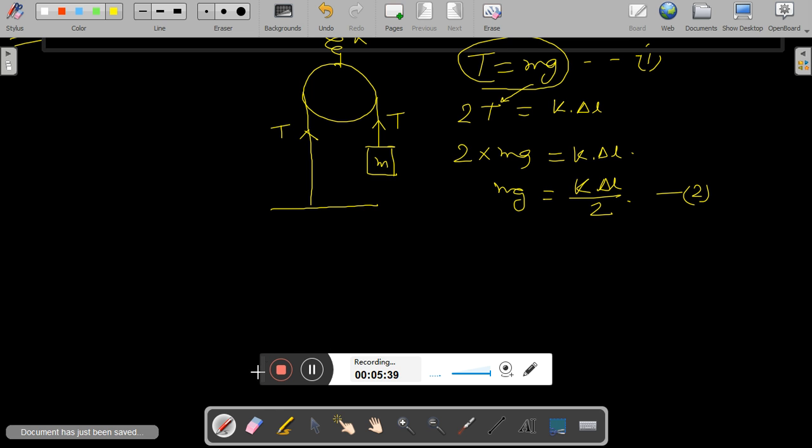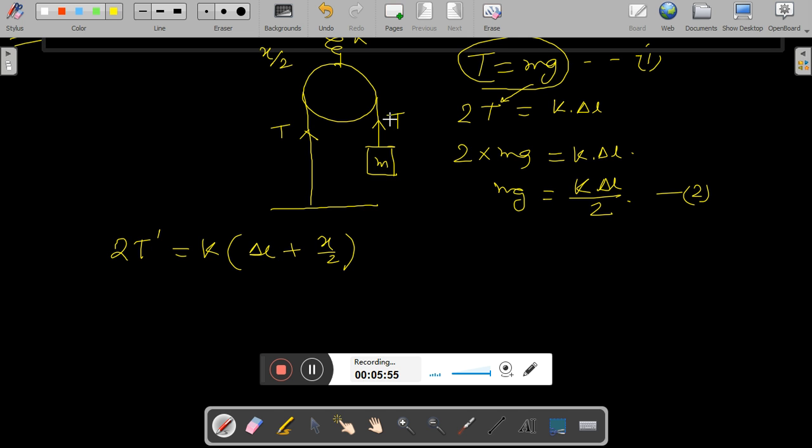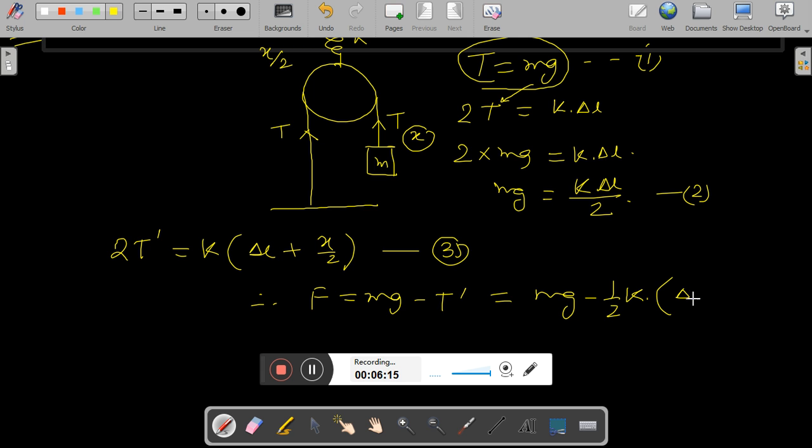Now from these two equations, we can say once the body is stretched, 2T dash is equal to K into (delta L plus x) by 2, because here the displacement will be x by 2 if the displacement here is x. This is equation number 3. So we can find the equation mg minus T dash, that is equal to mg minus half into K into (delta L plus x by 2). So here we will see 0 minus K into x by 4, that is the ultimate, so it will be Kx by 4. So we can say omega is equal to root over of (K by 4) by m.